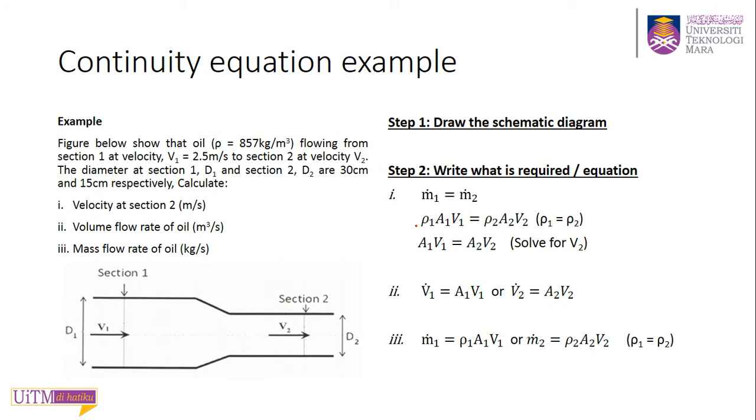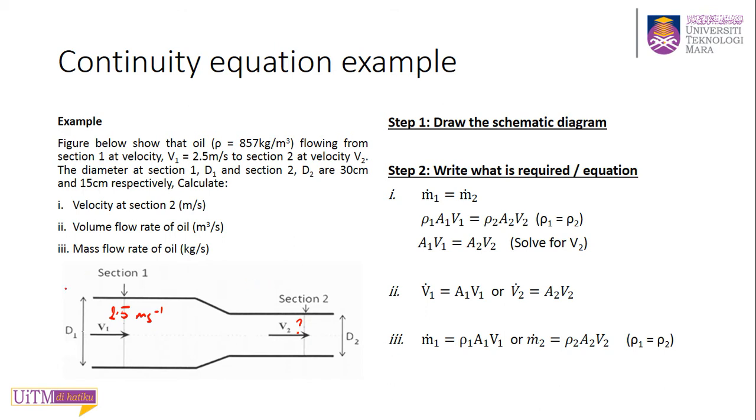So let's see some examples. This one is easy because there is only one branch, one inlet and one outlet. It's not complex like I drew before. The figure below shows oil, and they give you the density of the fluid, oil, equal to 857, flowing from section 1 at velocity V1, which is 2.5 meter per second, to section 2 at velocity V2. They didn't give you the velocity 2. They want you to find it.